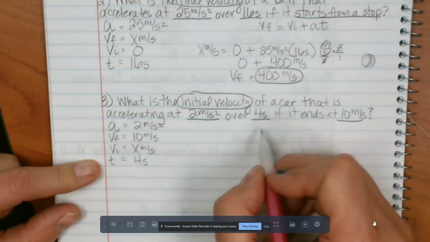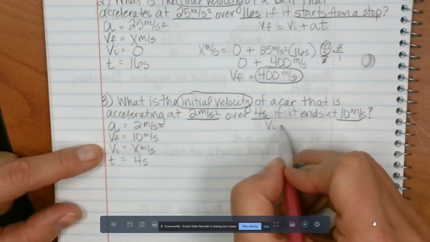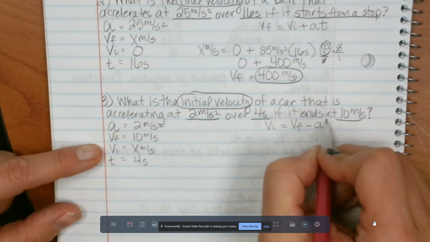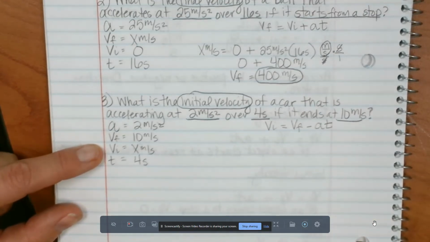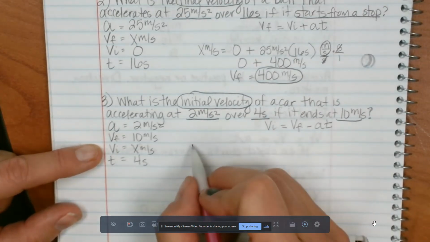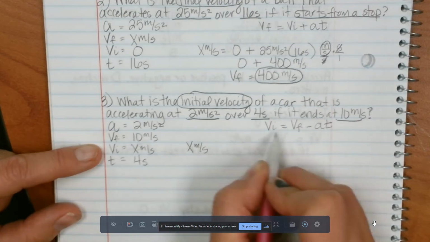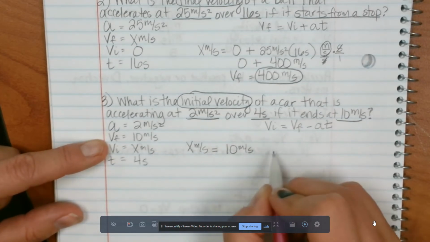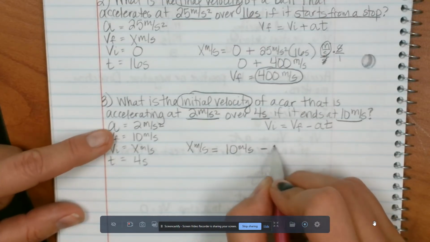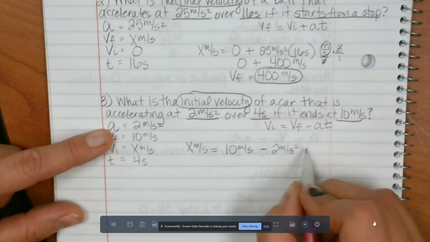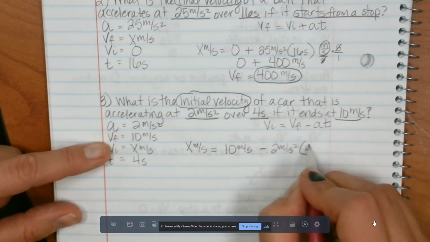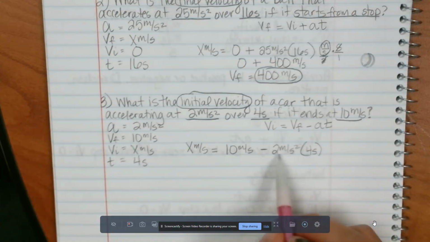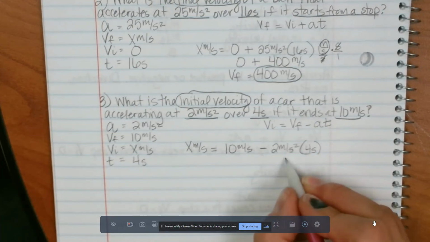So now I need to find my initial velocity equation. So it's going to be VI equals VF minus A times T. And I'm going to plug them in. So x meters per second is my initial velocity equals my final velocity, which is 10 meters per second, minus my acceleration, 2 meters per second squared, multiplied by my time, which is 4 seconds. And again, I multiply 2 times 4, which is going to give me 8.